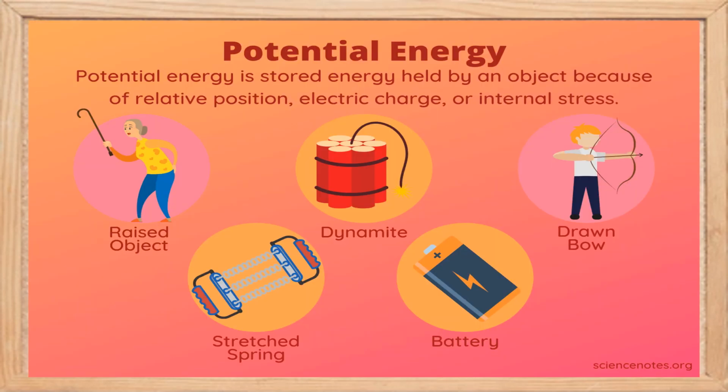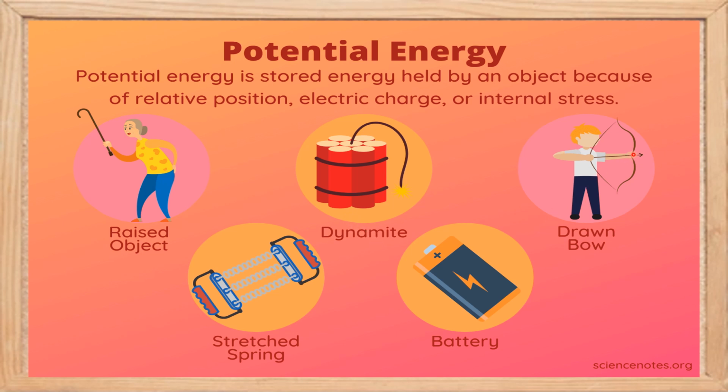Now, let's move to potential energy. So, potential energy is stored energy held by an object because of relative position, electric charge, or internal stress. So, just remember potential energy is stored energy, meaning you have that energy without moving. If you move, that potential energy will become kinetic energy. Something like a ticking time bomb that you are holding and you're just waiting for it to explode. So that is like your potential energy, which can be seen when you raise an object, or it can be in an object like dynamite.